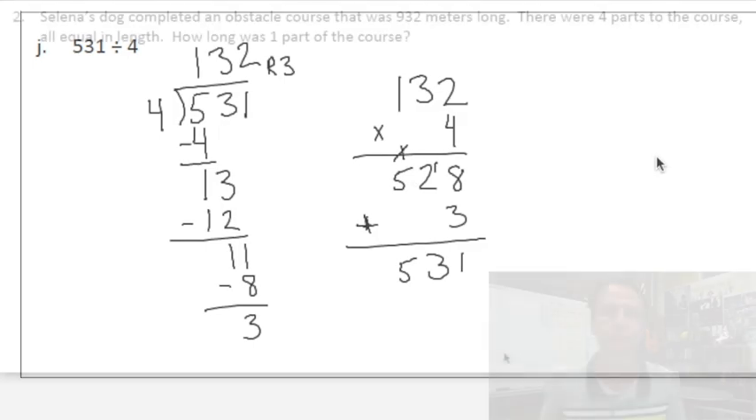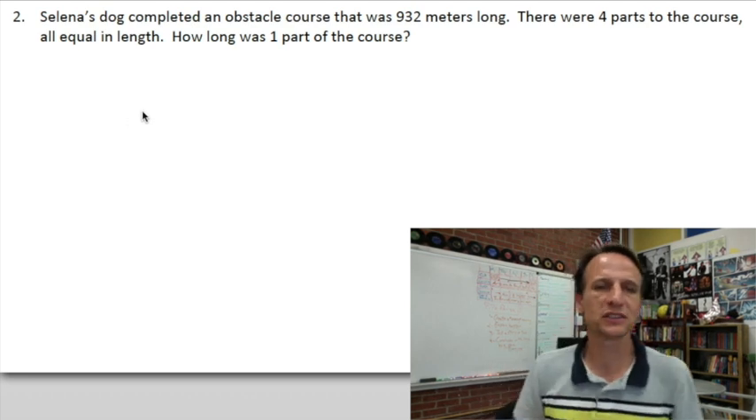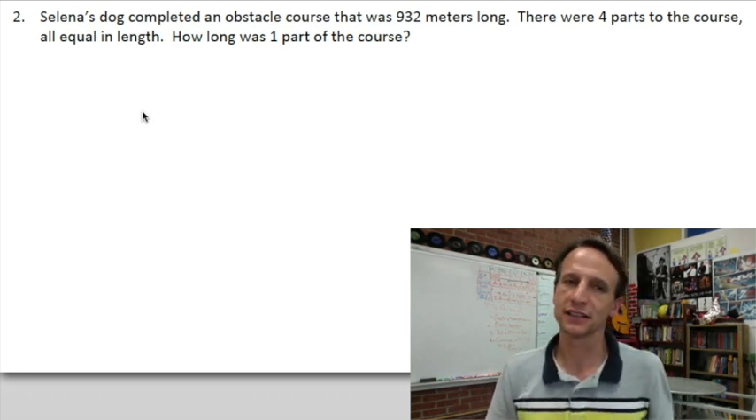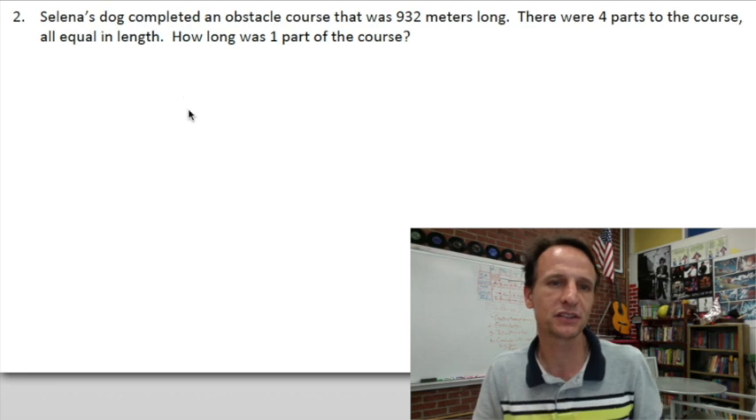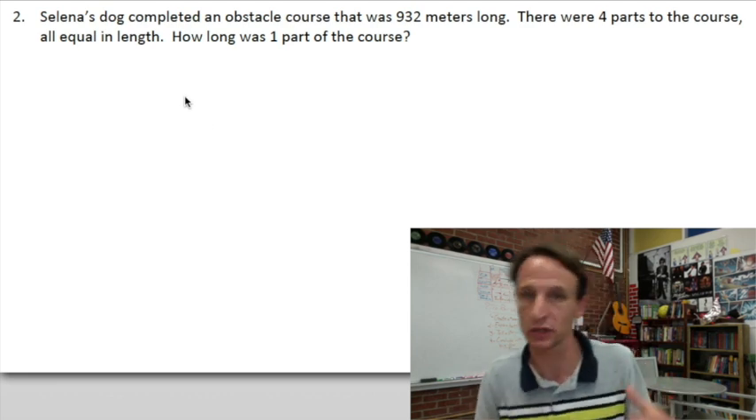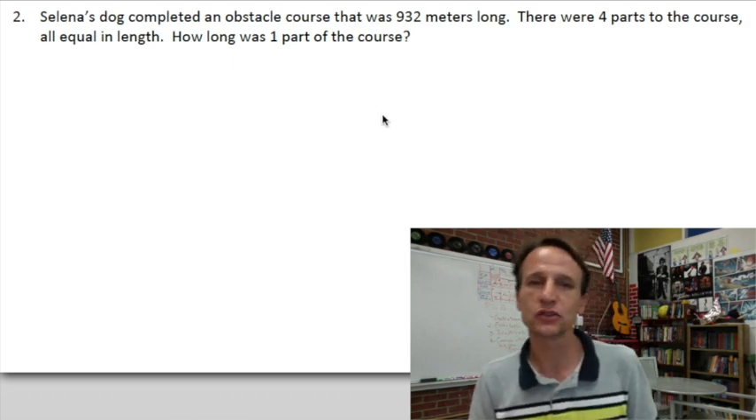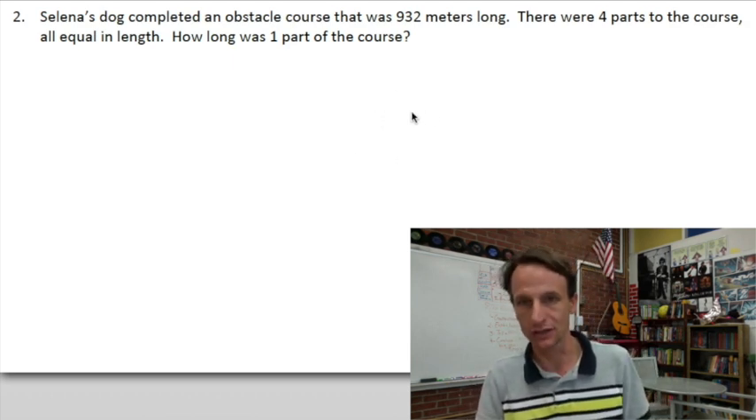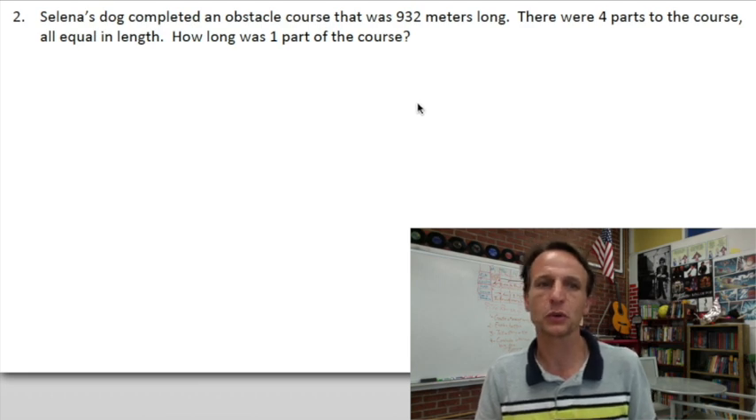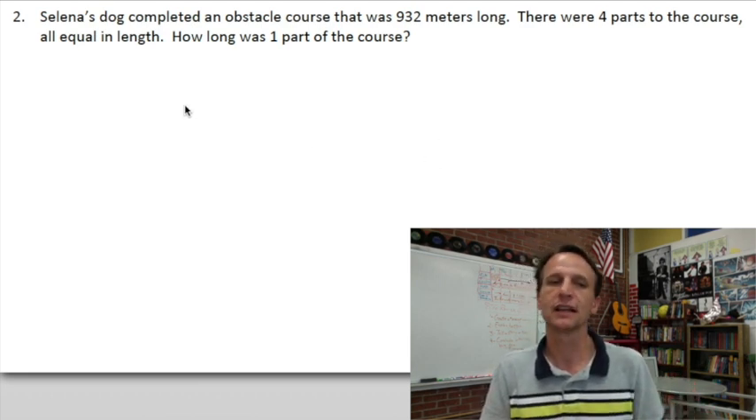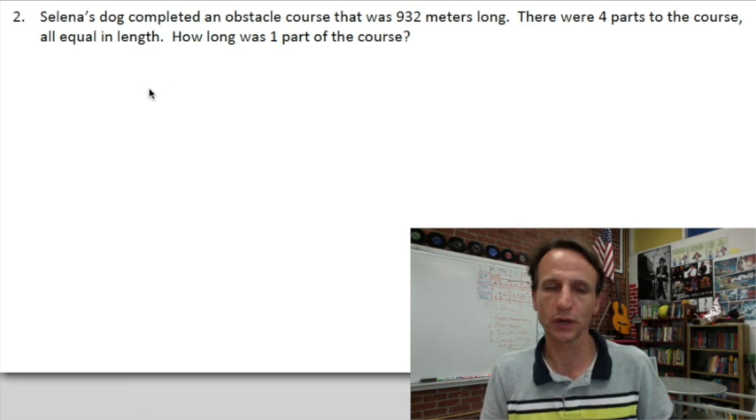So let's do it. All right. So this is about Selena. Not that Selena. And her dog. So Selena's dog completed an obstacle course. Go, dog, go. That was 932 meters long. There were 4 parts of the course, all equal in length. How long was one part of the course?